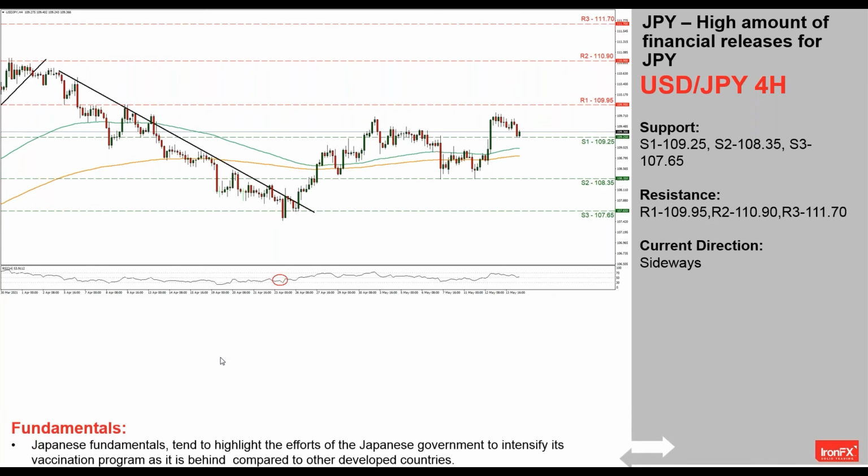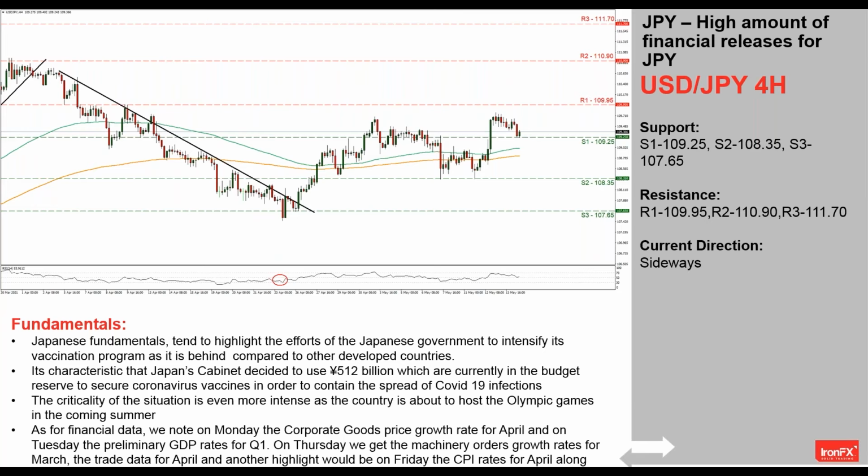Moving to JPY's fundamentals. Now, JPY seems to have lost ground, which was gained the week before and is about to end the week low against the USD. Japanese fundamentals tend to highlight the efforts of the Japanese government to intensify its vaccination program, as it is behind compared to other developed countries.